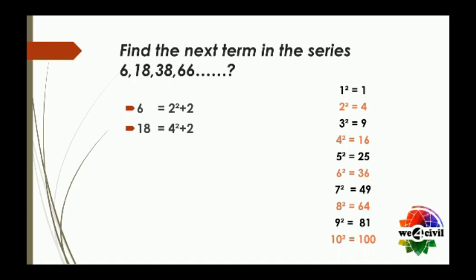Coming to the third number, they have chosen 6 square and added 2 to 6 square to get 38. Similarly, 66 is obtained by adding 2 to 8 square. So for getting the answer, we need to add 2 to 10 square. That means 10 square plus 2 will give 102. Again, like the previous question, we don't have much calculation here. This is relatively simple compared to the previous one.